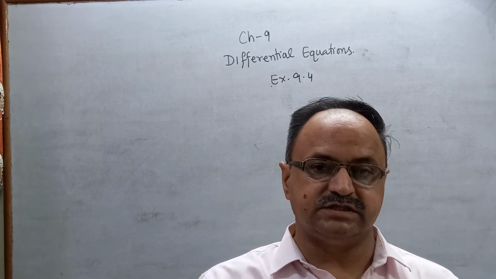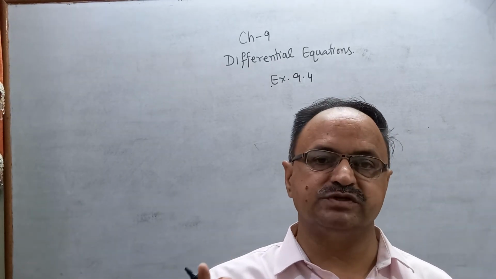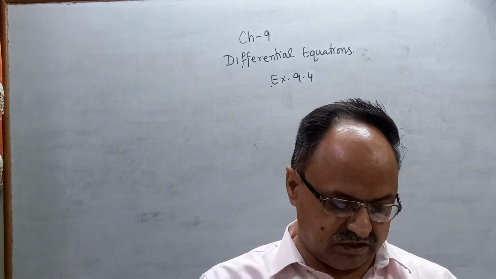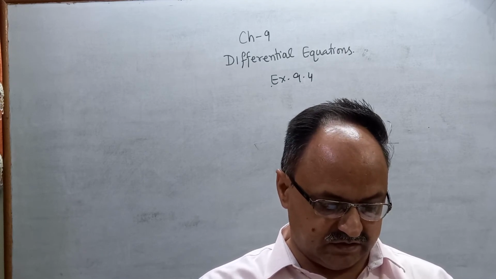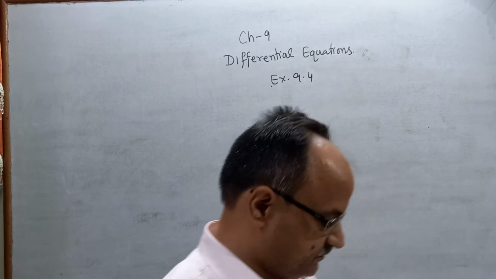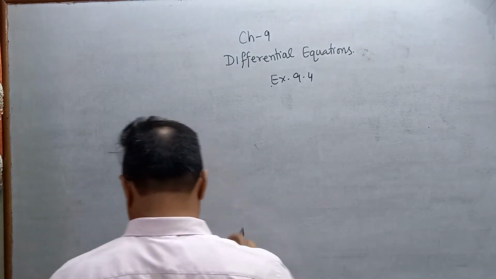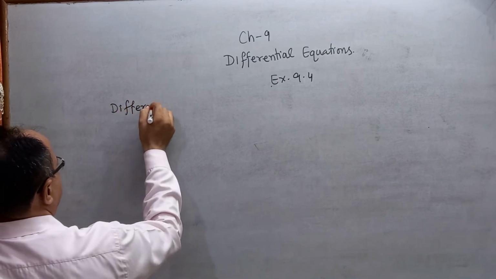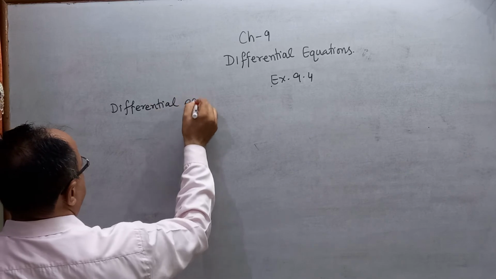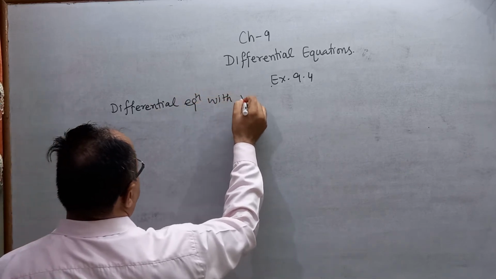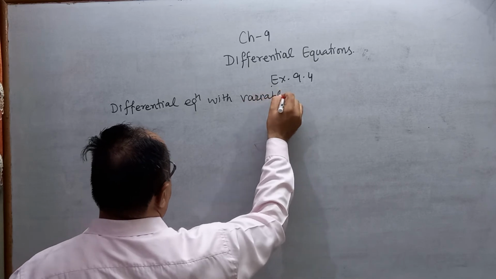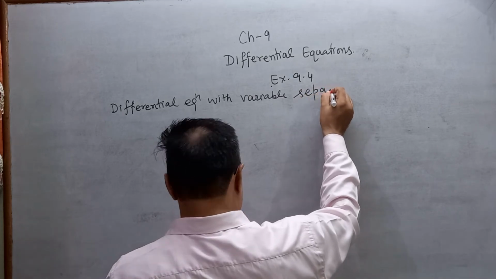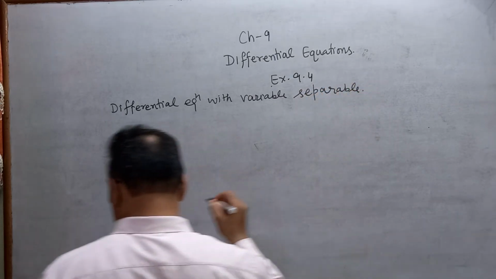Next exercise. In this chapter there are three types: variable separable, homogeneous, and linear differential equation. In exercise 9.4, the name of the type is variable separable. Differential equation with variable separable. Clear?